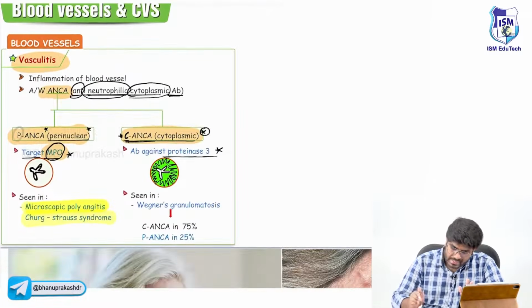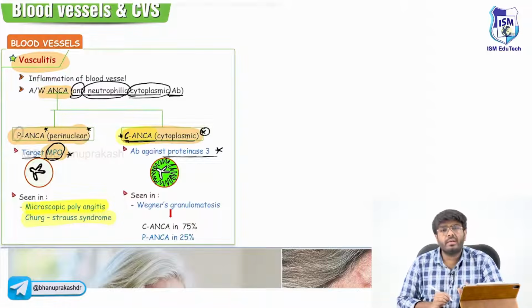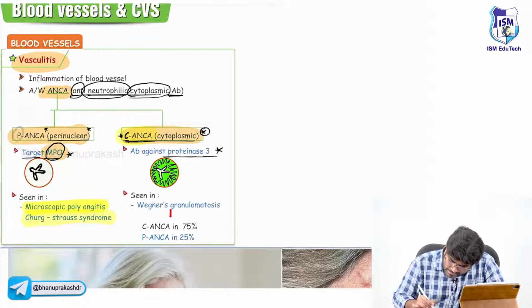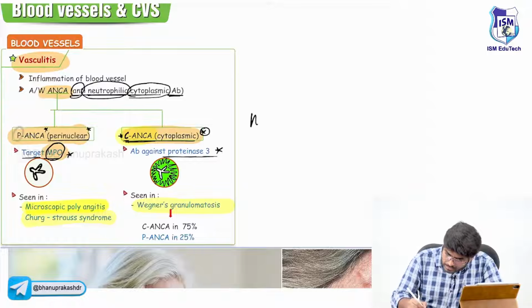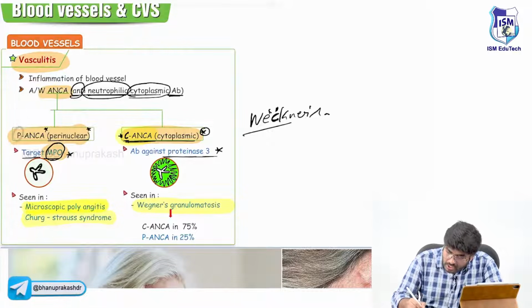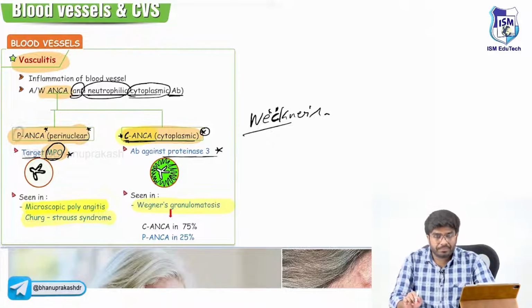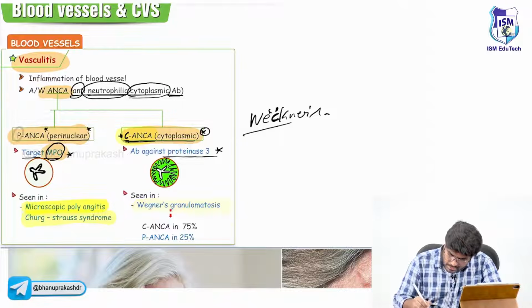And where will you see C ANCA? The C ANCA is seen in Wegener's. That's why I told you, Wegener's, W-E-C, C, not Wegener's. Why did I ask you to remember? Wegener's, because of the presence of C ANCA, in Wegener's granulomatosis.